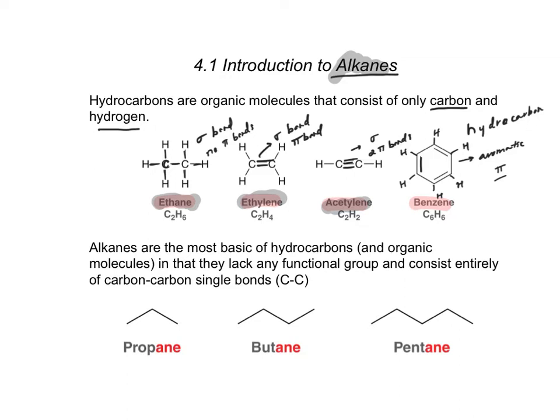So, big question, how do you know that you're dealing with an alkane? How do you know that you're dealing with only carbon and carbon-hydrogen single bonds? Usually molecules that are alkanes end in -ane. So propane, butane, pentane, these are all alkanes because they have that -ane ending. We'll talk about how to tell the difference between propane, butane, and pentane as we get into naming in a second.